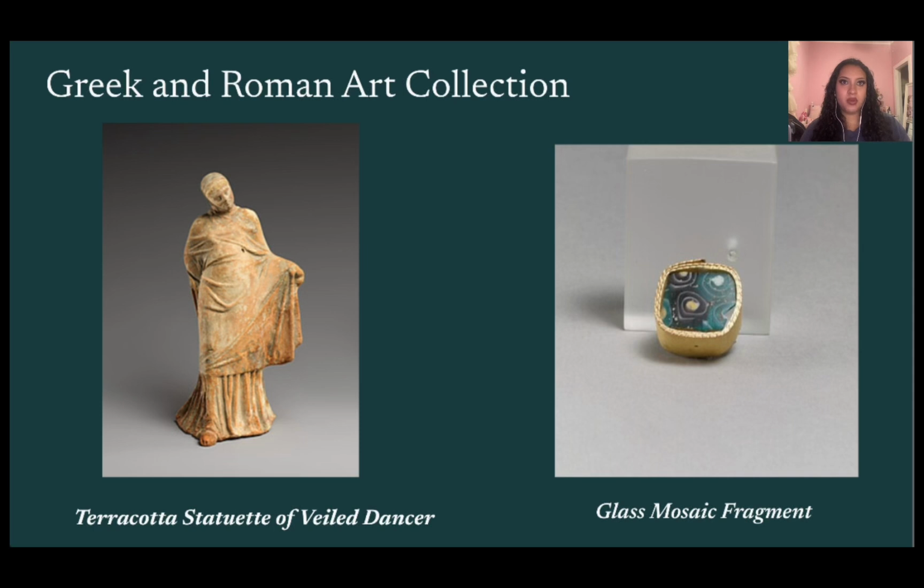The first collection I want to show is the Greek and Roman art collection. These are two beautiful pieces from the collection. On the left, we have a terracotta statuette of a veiled dancer, and on the right, we have a glass mosaic fragment. I picked this collection because I love Greek artwork. I admire the amount of detail and precision in the art, and it is also one of the most viewed collections because many people enjoy classical sculptures.